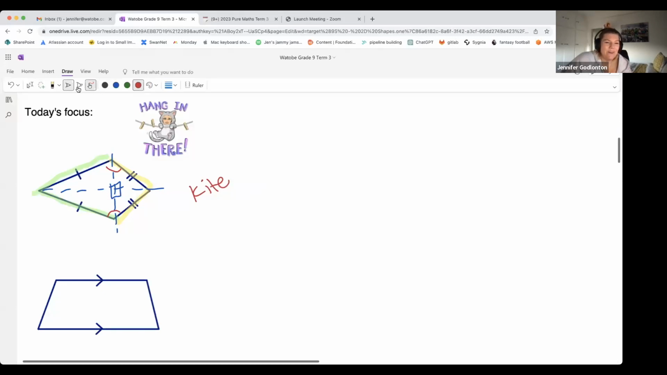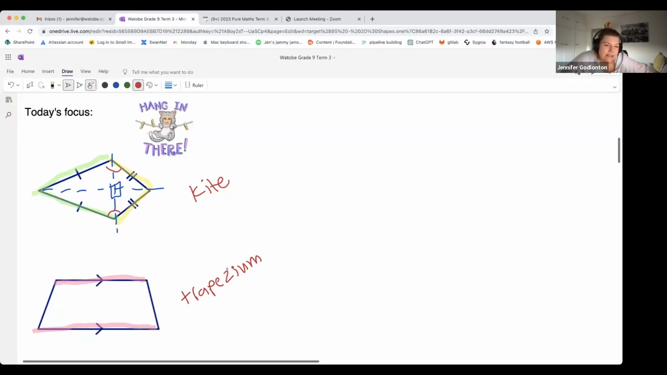And then we've got the shape at the bottom, which is our trapezium. And the trapezium is super boring because it's just that this side is parallel to this side. This is a trapezium. Okay.